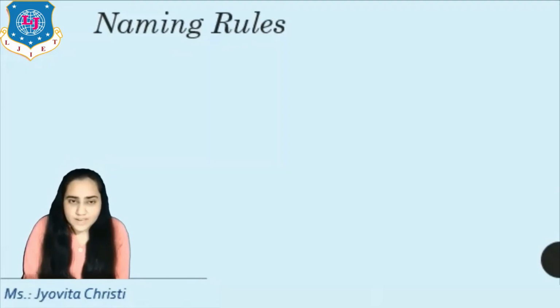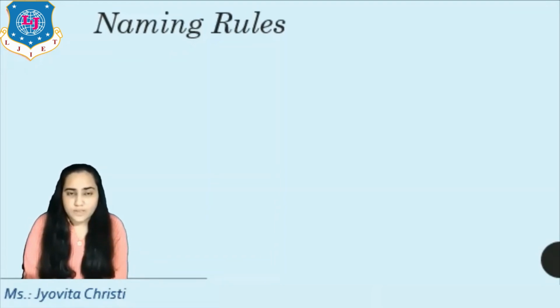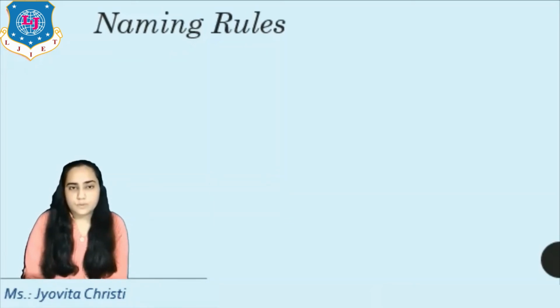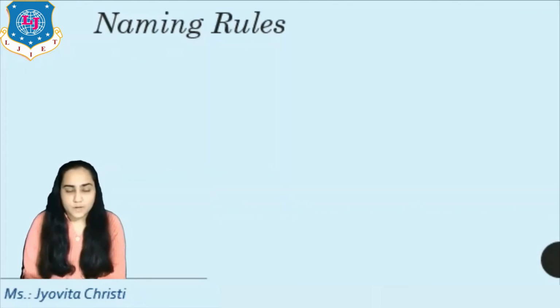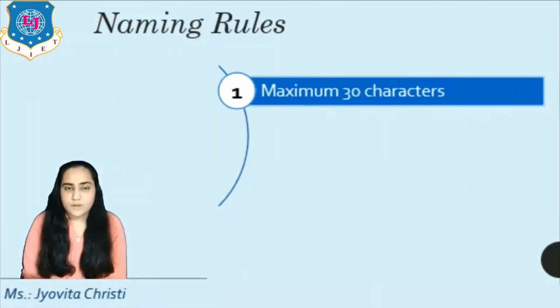Let us now understand the rules that PL/SQL has for giving names to programs and functions and variables. So let's check it out. So these are the rules to name variables or identifiers. The first rule is that every identifier should be of maximum 30 characters. So it cannot exceed the 30 character limit, whatever name you choose to give it.